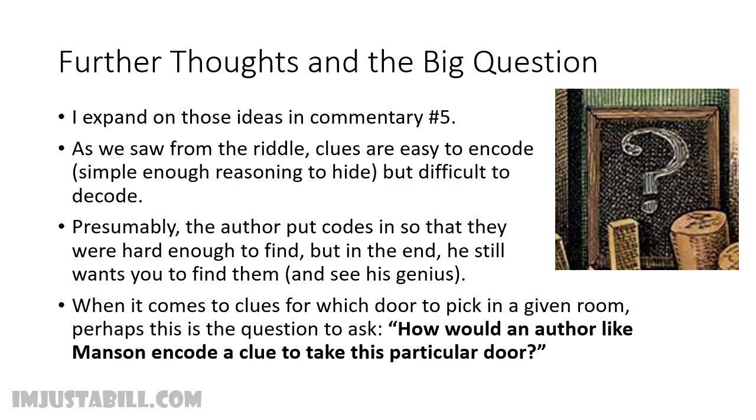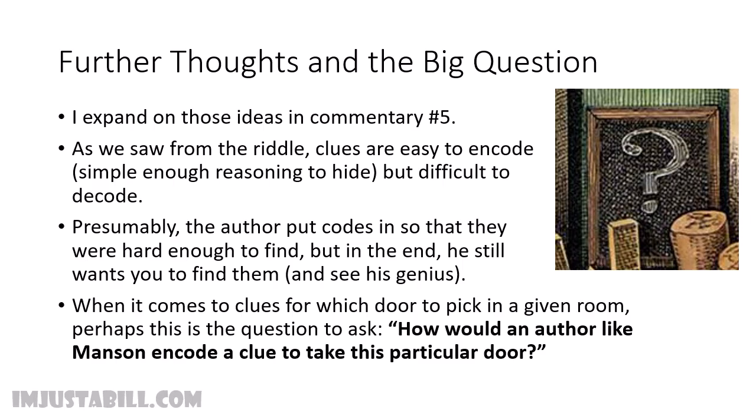Now, presumably the author put codes in so that they were hard enough to find, but in the end he still wants you to find them and see the genius of how he put these things in. I don't think he's a sadist who just put these impossible things in and doesn't really have any clues, doesn't want you to solve them. Again, from going over the things in the riddle, I don't really believe that's the case. So when it comes to clues for which door to pick in a given room, I propose maybe asking this question: how would an author like Manson encode a clue to take this particular door?